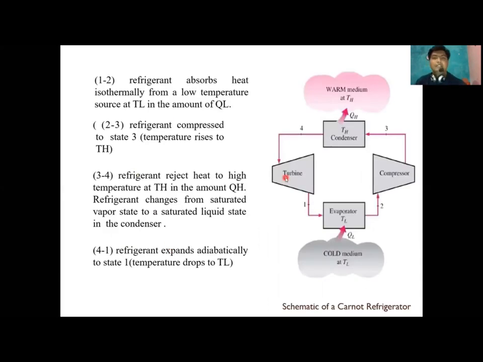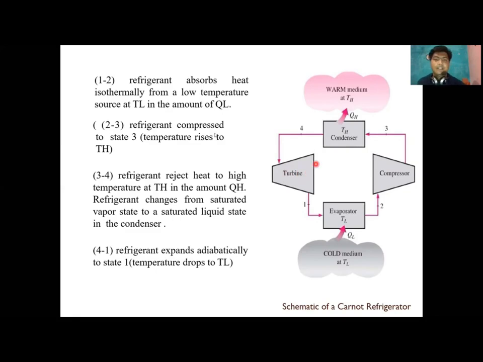Now I discuss all the processes in the reverse Carnot cycle. I show here a layout diagram of the reverse Carnot cycle. Four components are used. One is the evaporator, in which an isothermal process occurs. Second is the compressor, which performs isentropic compression. Third is the condenser, which performs isothermal heat rejection. And the last one is the turbine, in which isentropic expansion occurs.